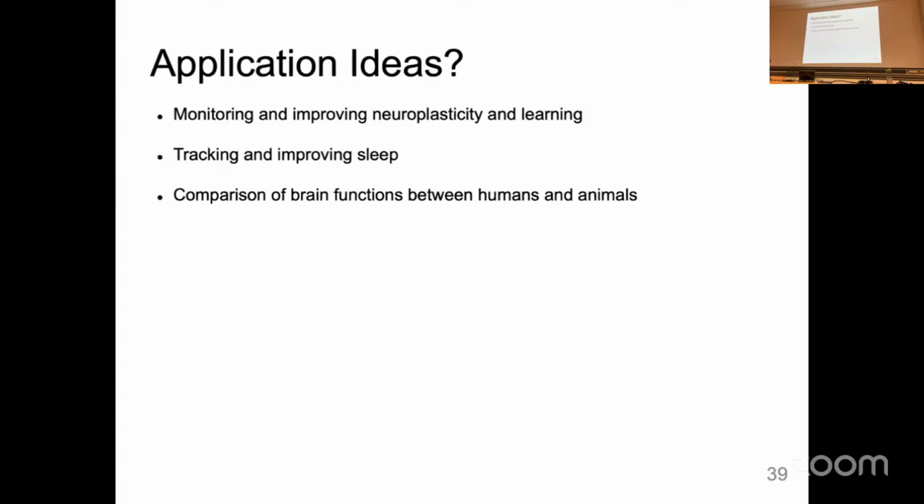Then this is a bit more out there, but maybe we could somehow compare brain functions between humans and animals, and have classifications for similar intents and enable direct communication through something like this, maybe. I think this would be really cool.